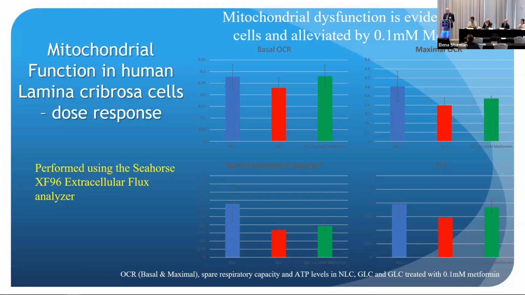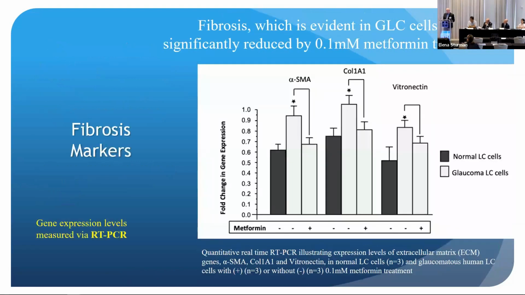So then, how did that relate to ECM production? We used a number of fibrotic markers, including alpha SMA, which is the key denominator of activated fibroblasts, collagen 1A1 and vitronectin, and a number of other ECM genes. This is comparing glaucoma and normal, the normal in black, and the glaucoma in the tall bar. Pre-treatment with metformin significantly reduced the expression of alpha SMA, collagen 1A1 and vitronectin in these cell lines.